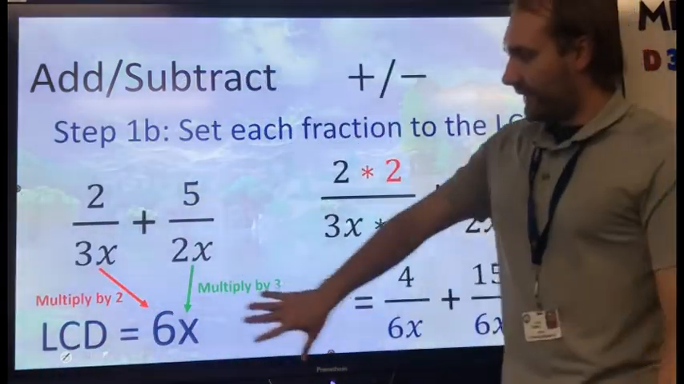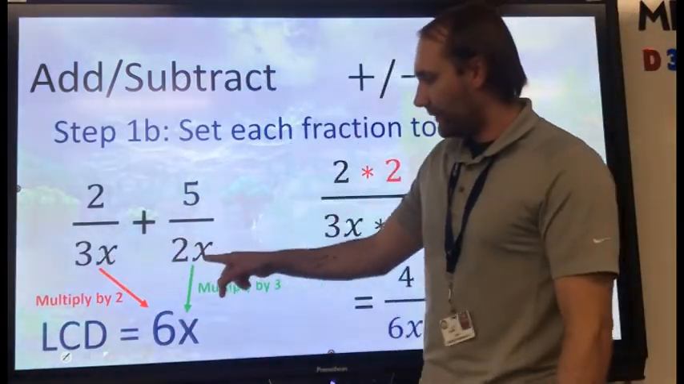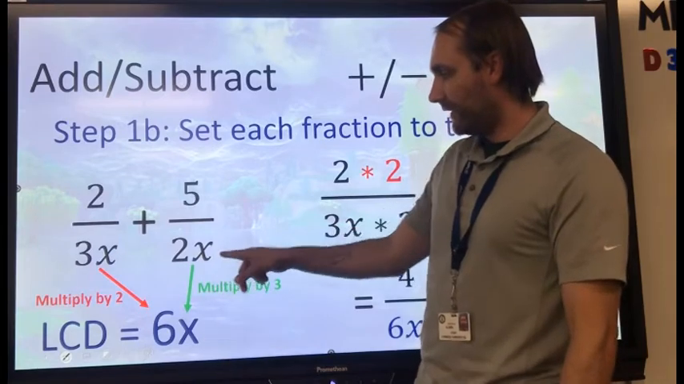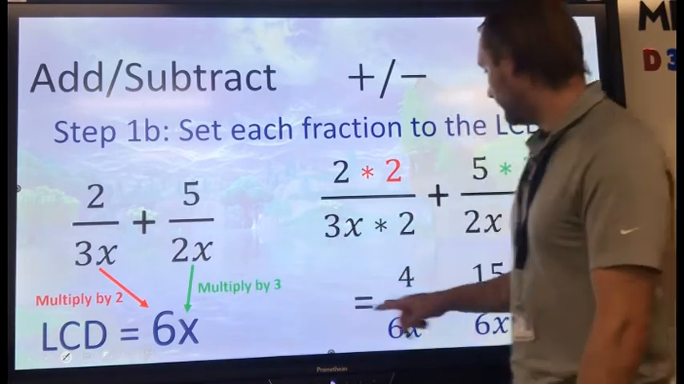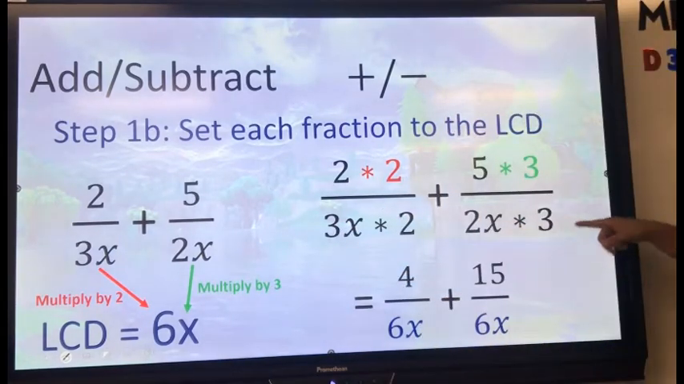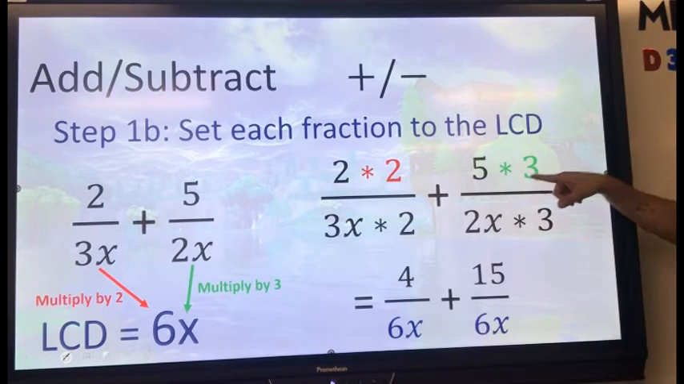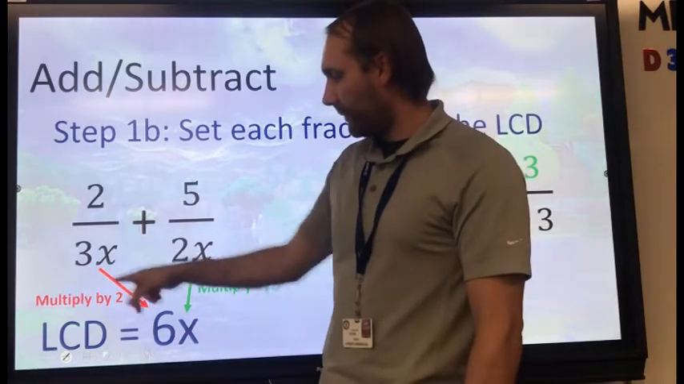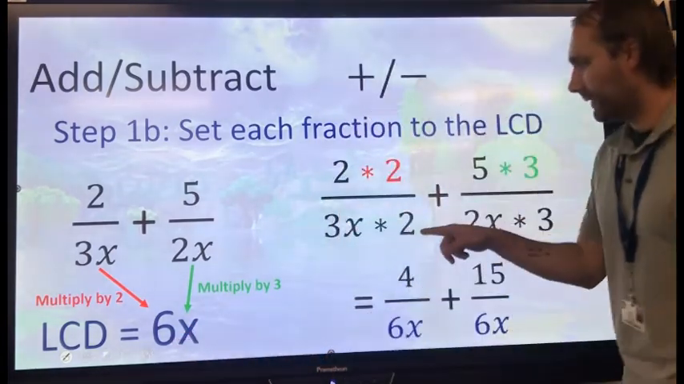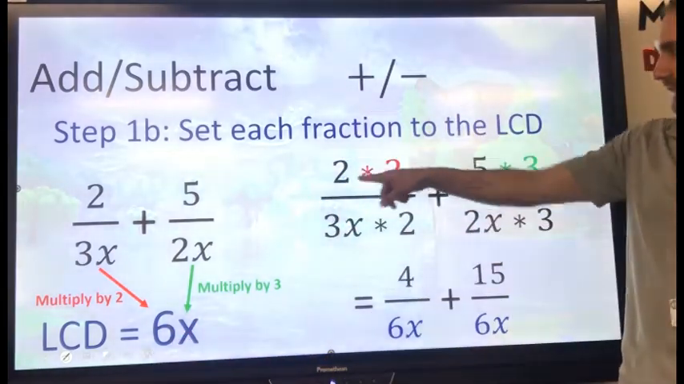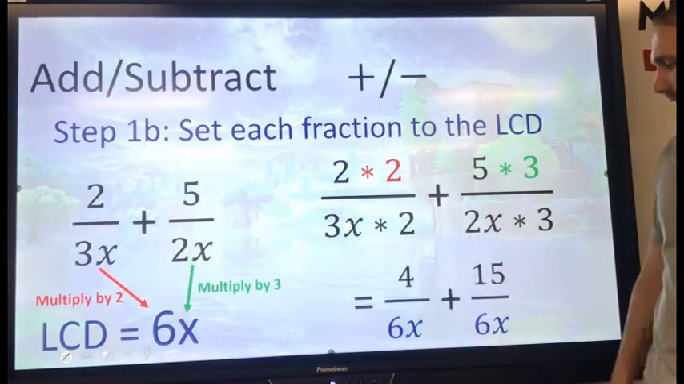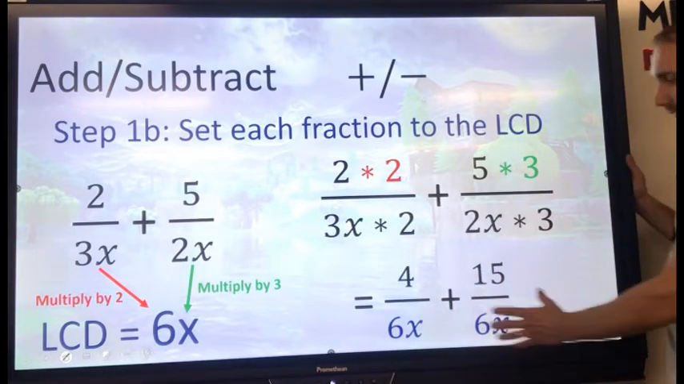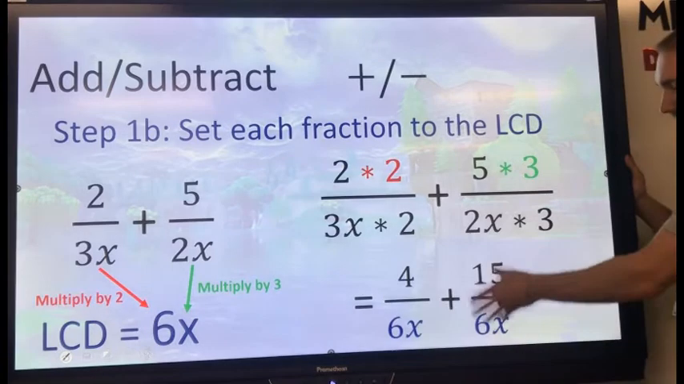So LCD is 6x. I need to change 3x and 2x to that 6x. To get there, 2x needs to be multiplied by 3. So 2x times 3, again, need to multiply the top by that 3, 15. This other one, 3x to 6x, multiply that by 2. 3x times 2, I need to multiply the top by 2. 2 times 2 is 4. Now I get this, 4 over 6x plus 15 over 6x.